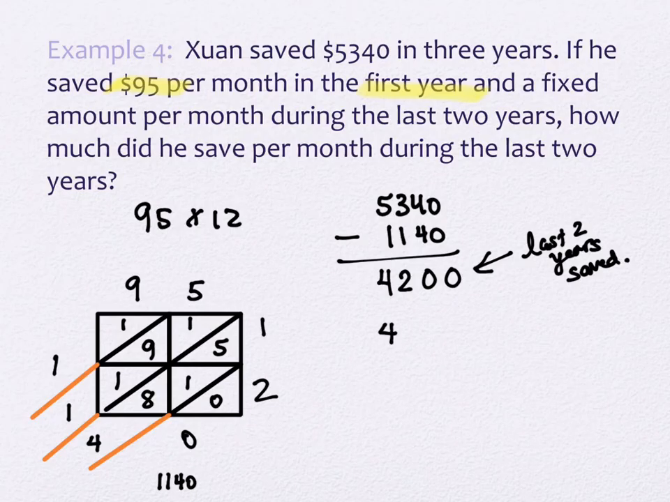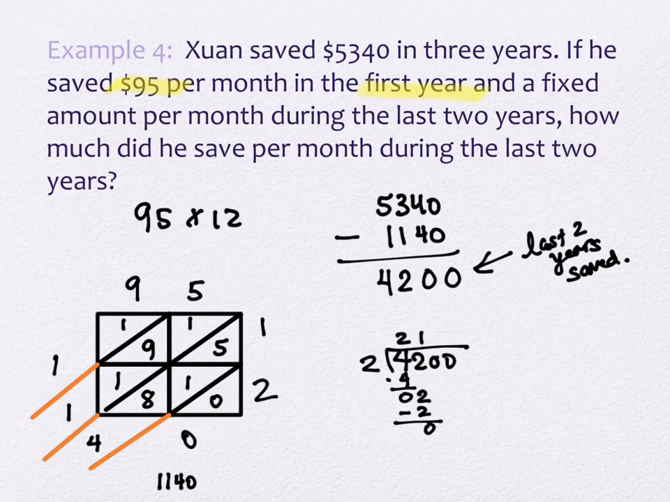So if we take 4,200 and we divide it by 2, 2 goes into 4 perfectly, right? You don't have to do any kind of manipulation on the division or anything. So this is 2, and I've got a 4, and there's a 0. I bring down my 2, and it goes in 1 time. And there's a 2, and it's a 0. And then I just have the zeros that show up on top. So 2,100 is how much he saved per year for the last 2 years.